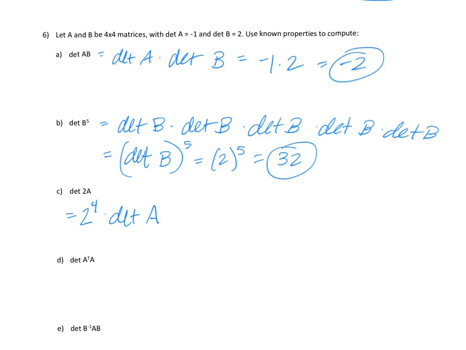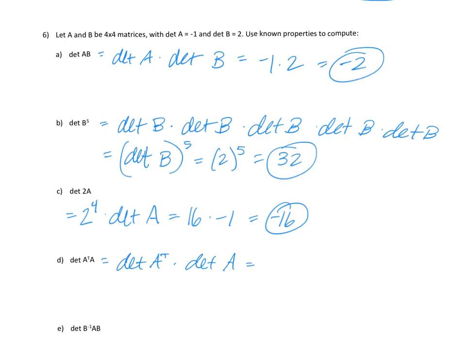You have to scale every single row by a factor of 2. And there are 4 rows because it's a 4 by 4 matrix. So you scale the determinant of A 4 times. So this becomes 16 times -1, -16. The determinant of A transpose times A. Well, this is going to be the determinant of A transpose times the determinant of A.